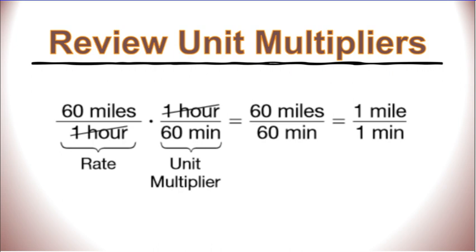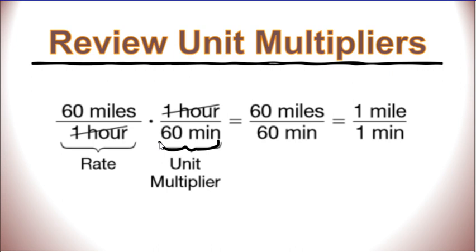So in this example on the slide, you can see that they're converting miles per hour to miles per minute. And so they do not want hours in their answer. So in order to eliminate the label hour, and put in the label minutes, you use a unit multiplier. And here the unit multiplier is 1 hour over 60 minutes.